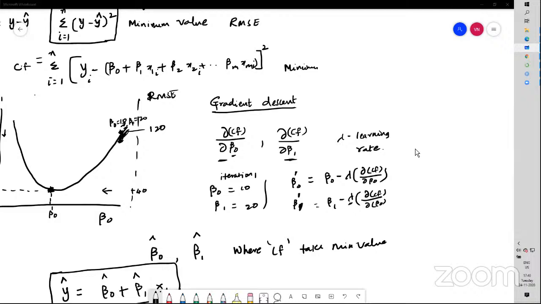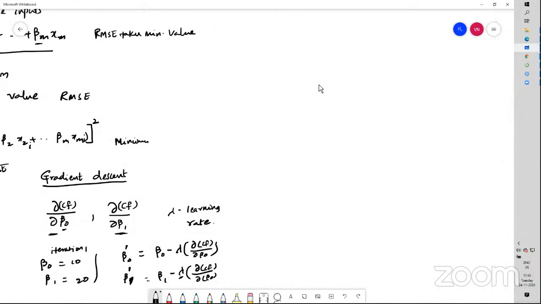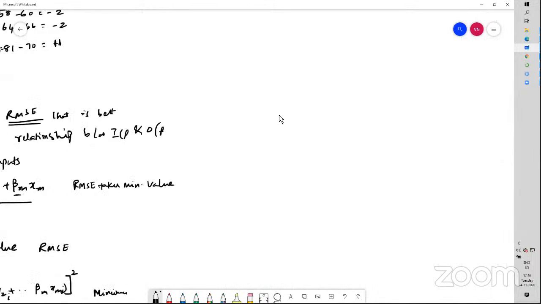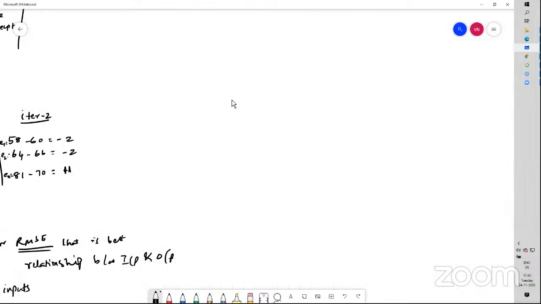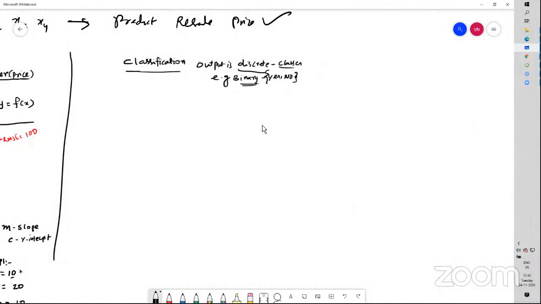So to make it easy to understand what happens inside a neuron, I'm first of all introducing you to the concept of machine learning. Okay. So this is only one side of the coin when we are trying to perform a regression. Now let's look at another example when we are trying to perform a classification.